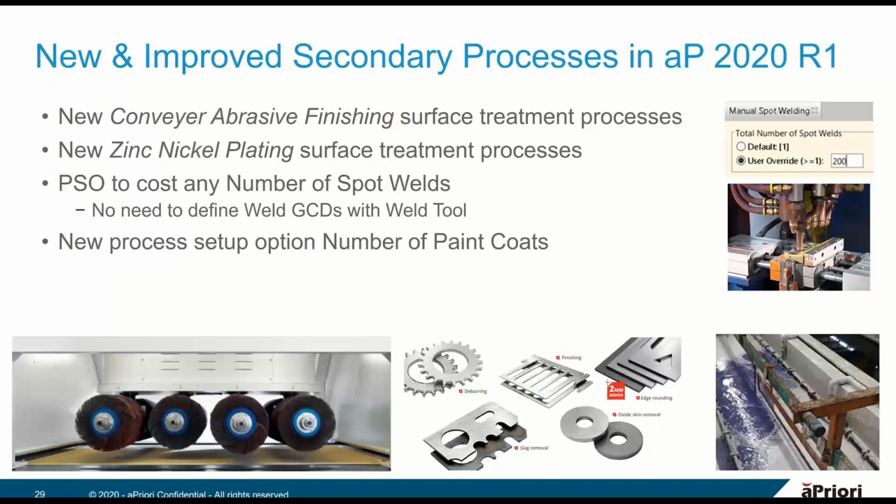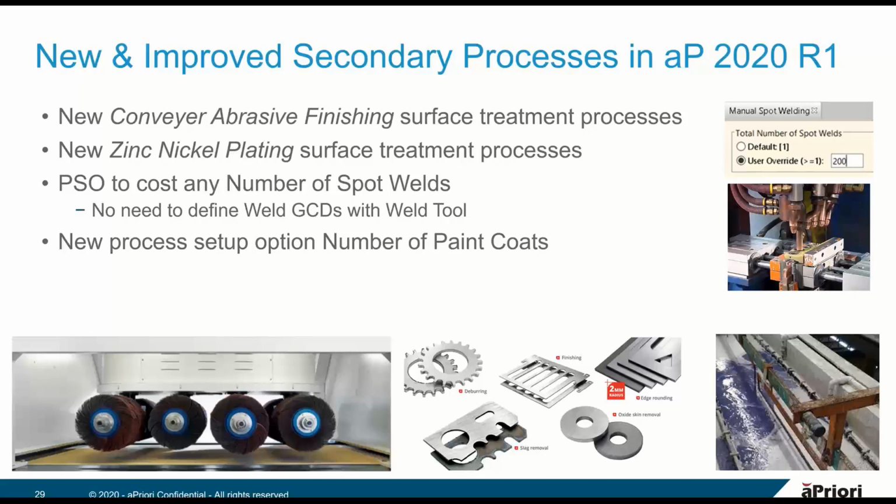In this release, we've also provided 2 new surface treatment process cost models, and we've extended some existing secondary processes. So first, we have a new process called Conveyor Abrasive Finishing. It is a process in which parts are placed on a conveyor belt, and then they pass through a series of abrasive belts or brushes in order to achieve a desired surface finish, or to perform edge deburring, or slag removal or oxide skin removal.